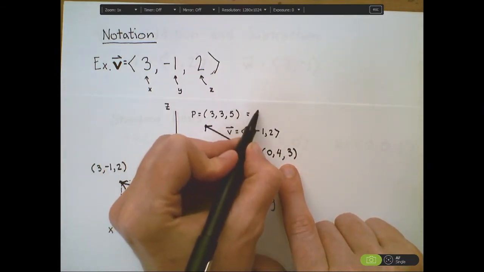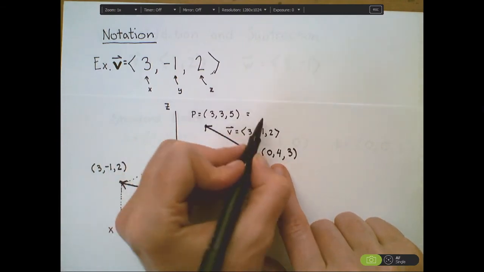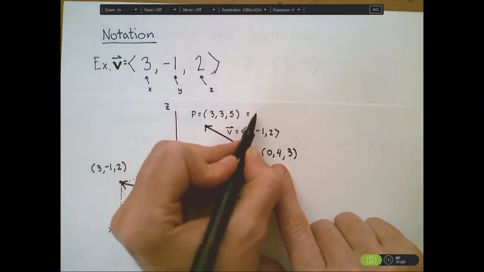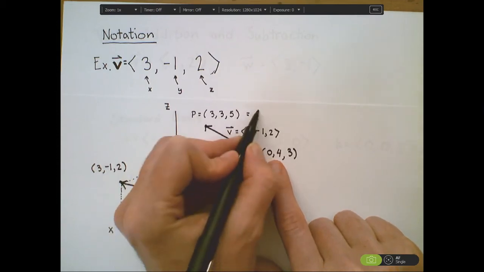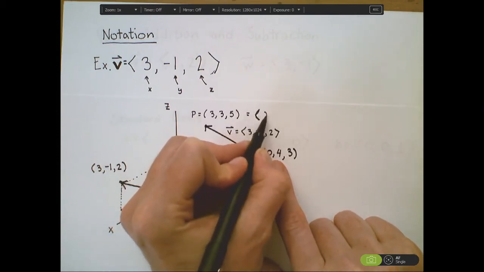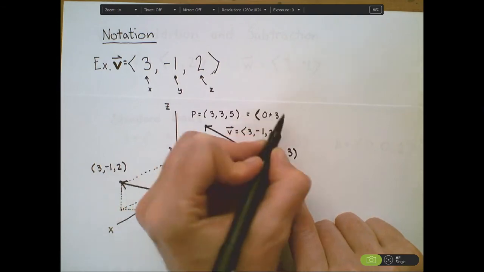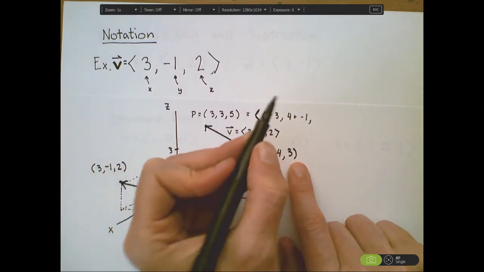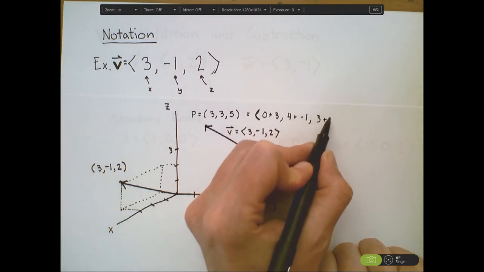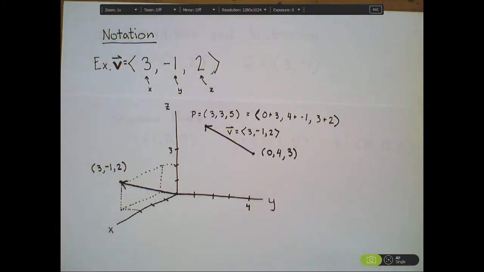And in this case, the summation is going to be, I'm going to call it a vector. Well, I guess it's a point in space. It's going to be 0 plus 3, 4 plus -1, and 3 plus 2. So that's a little bit about the geometry of these vectors.